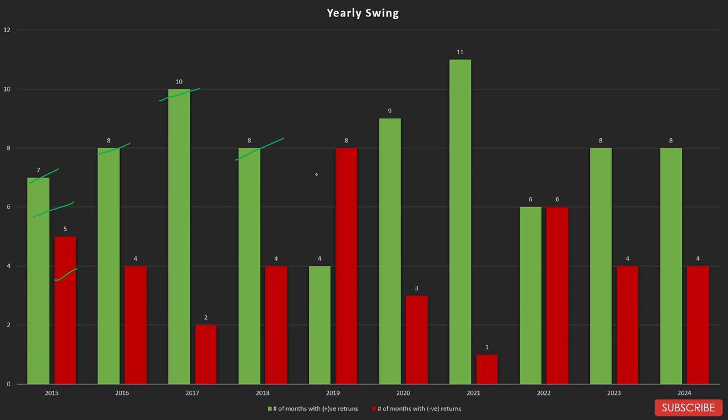2018, 8 months positive. 2019 was a disaster for this sector. As you can see, only 4 positive and 8 negative. Then 2020 was quite good with 9 positive. 2021 was very good with 11 positive and only 1 negative month. 2022 average, 6 positive, 6 negative. 2023 and 2024 both were good years for the sector with 8 positive months each.